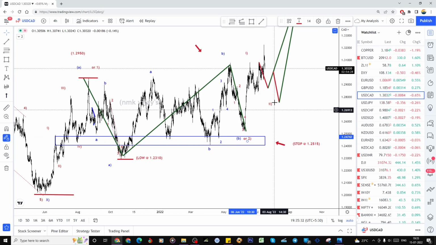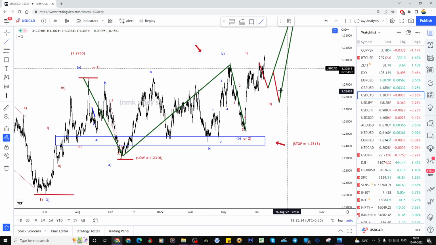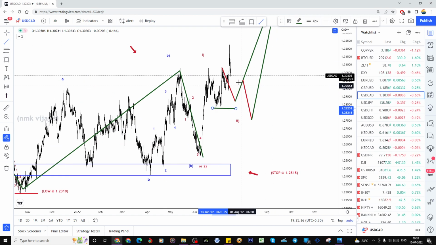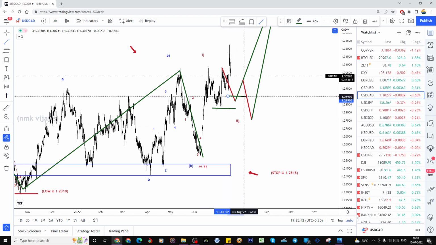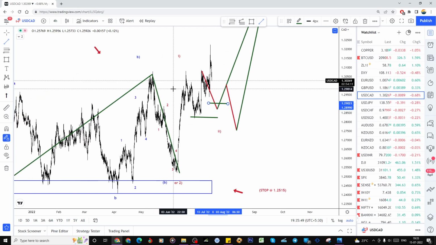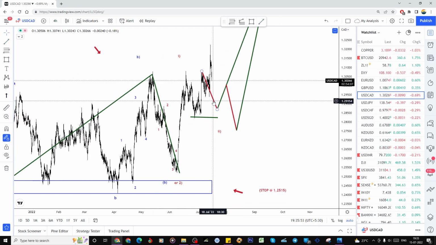I am looking for this zone to break here. But what happened? It's already come down. So I'm looking for at least this zone. I already placed that order at 1.29, but it has not yet reached and it didn't trigger my buy. And immediately it bounced back.